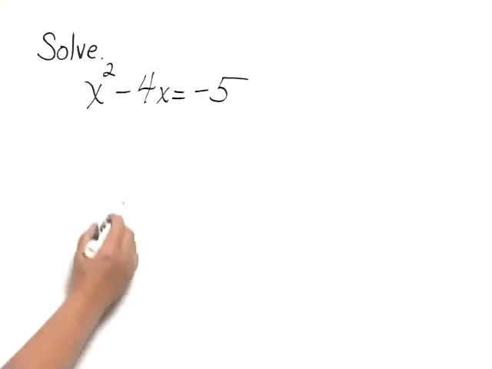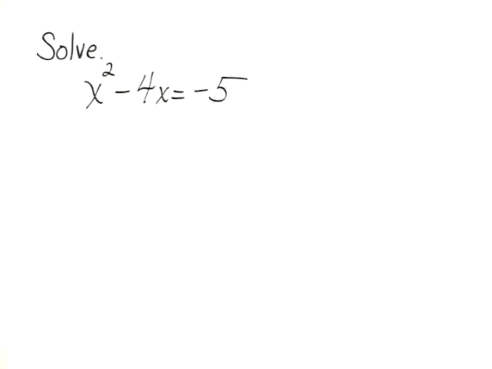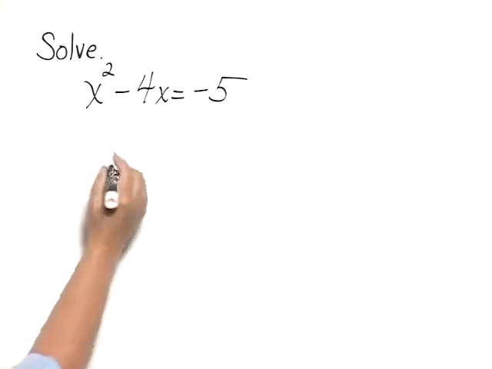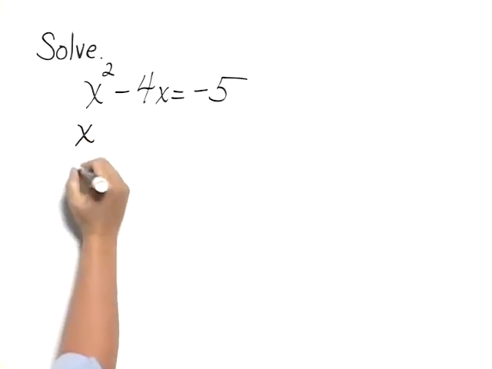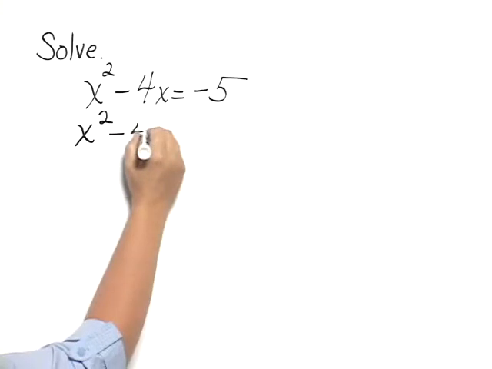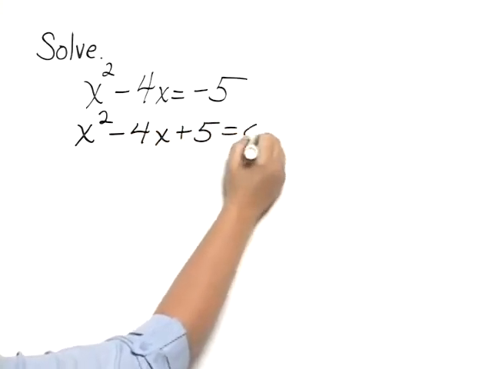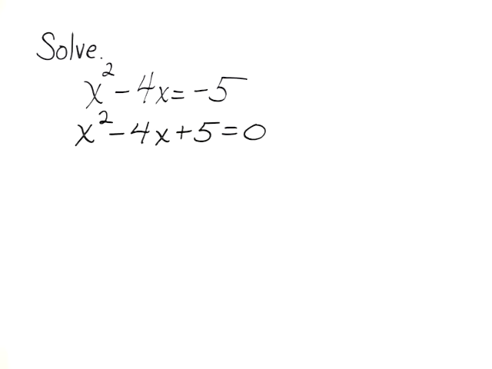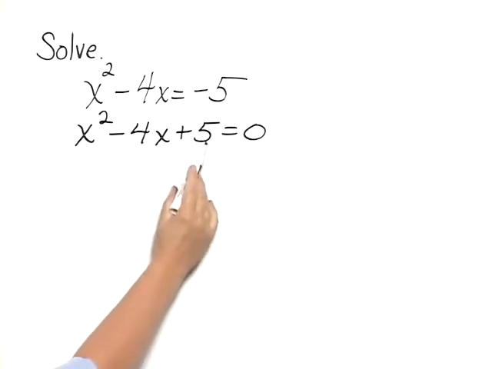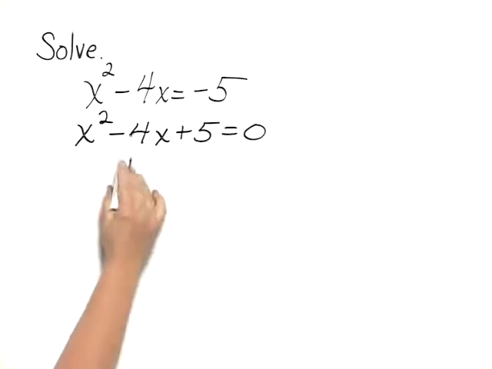Solve x squared minus 4x equals negative 5. Let's start by getting a 0 on one side of the equation, and we have x squared minus 4x plus 5 equals 0. We can try to factor this, but there are no pairs of factors of 5, which would be 1 and 5, whose sum is negative 4. So we'll need to use the quadratic formula.